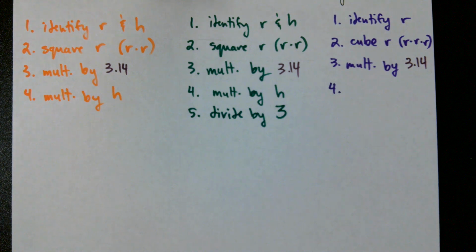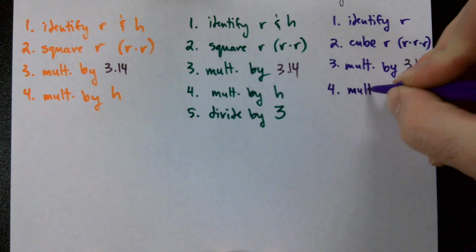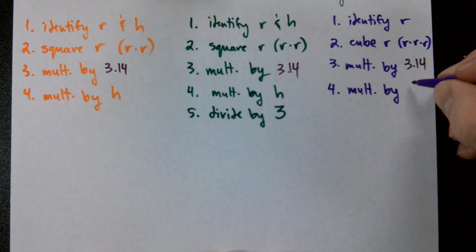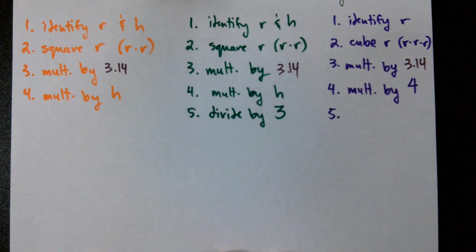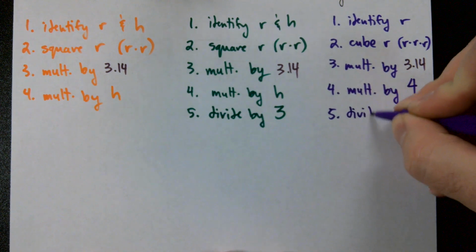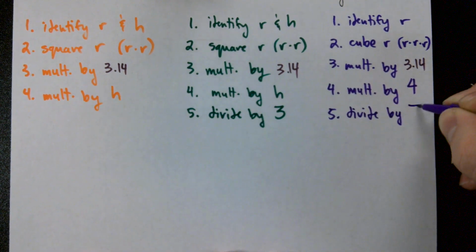Now spheres, it's a little different. Instead of multiplying by h, we're going to multiply by 4. Then divide by 3.